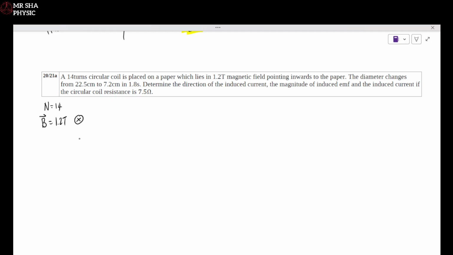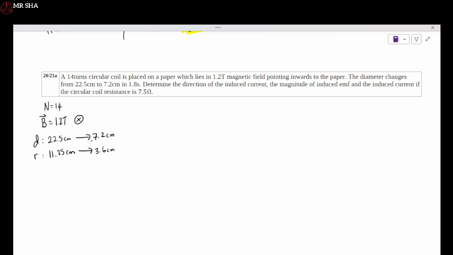The diameter changes from 22.5 centimeters to 7.2. If I were to find the radius, I will just divide this by 2. I will have 11.25 centimeters, and then finally I have 3.6 centimeters.